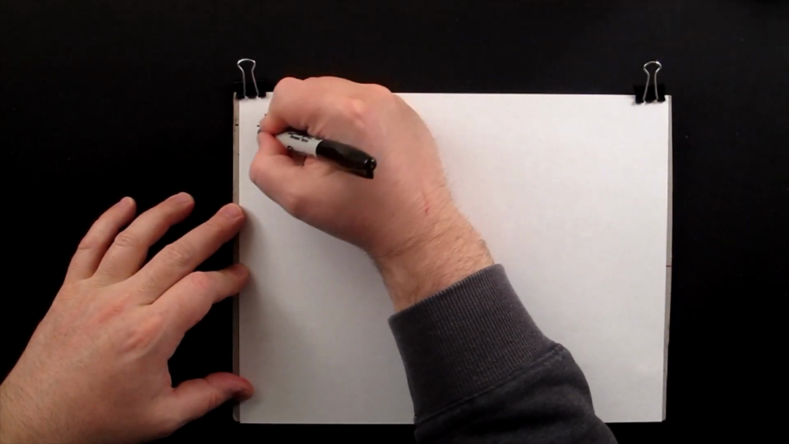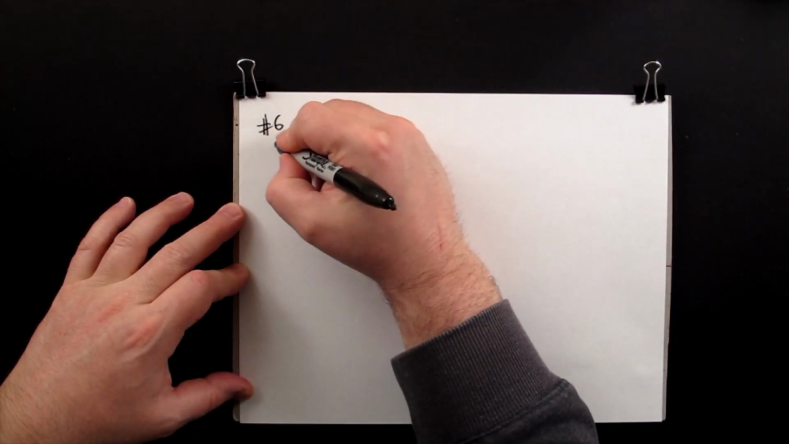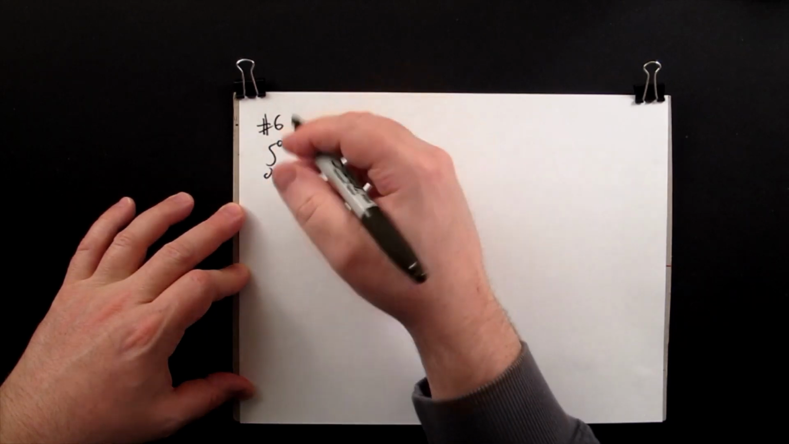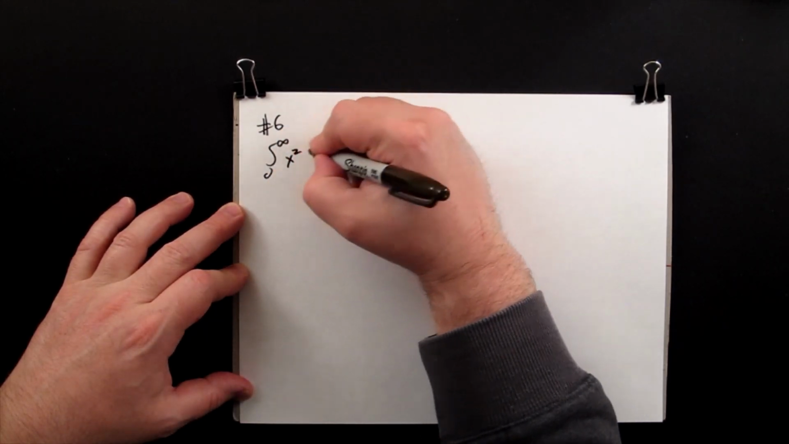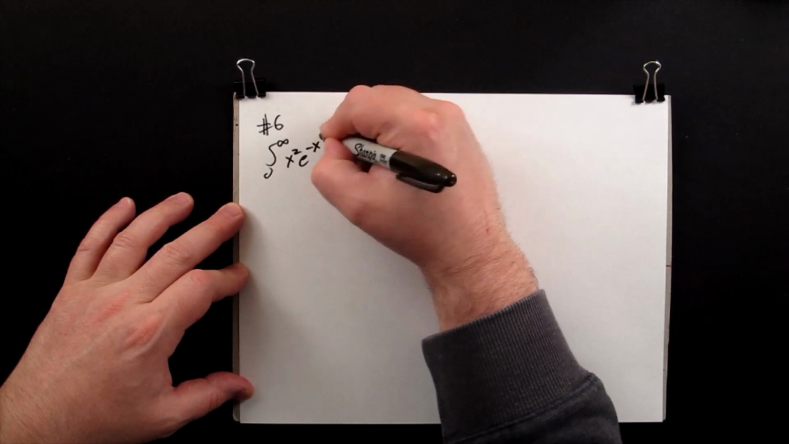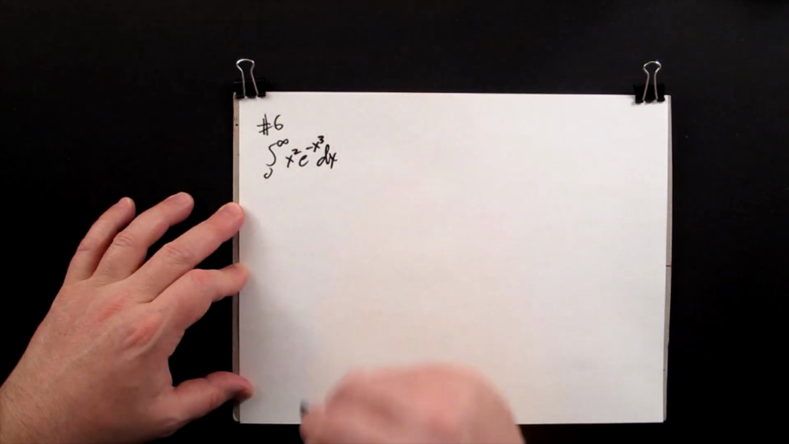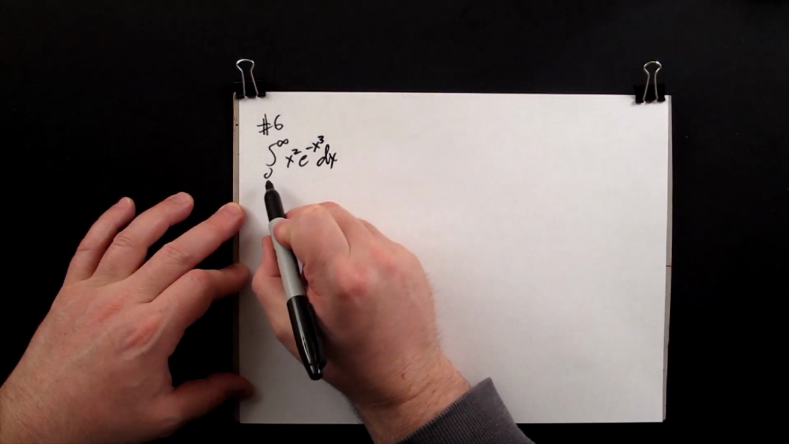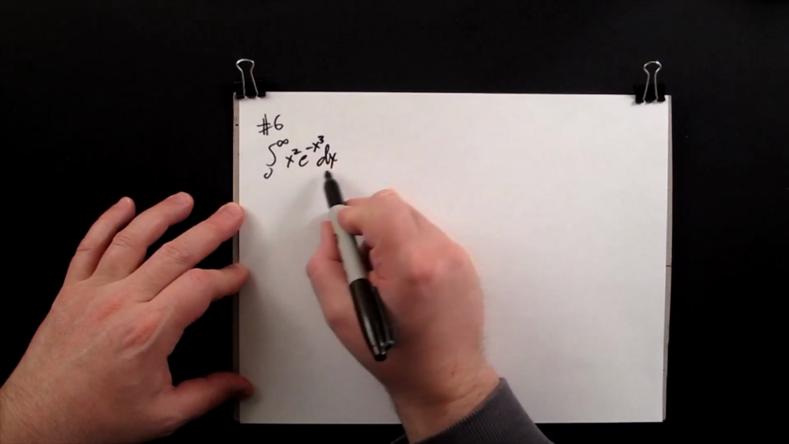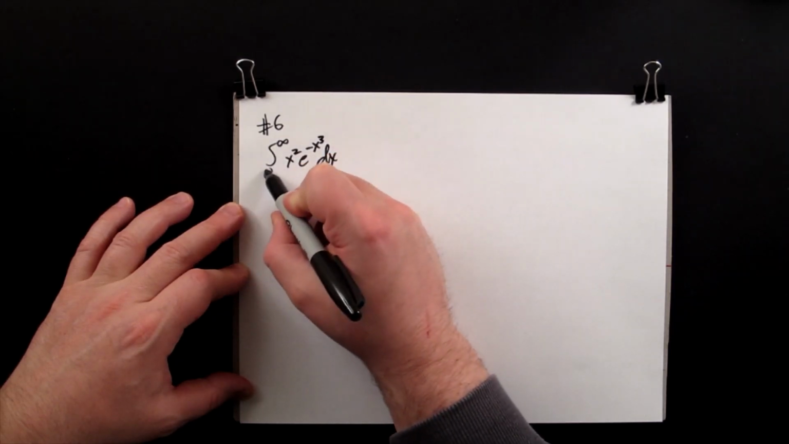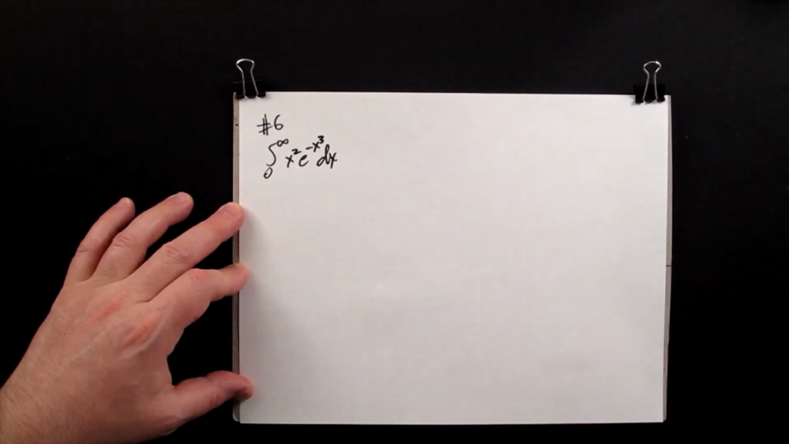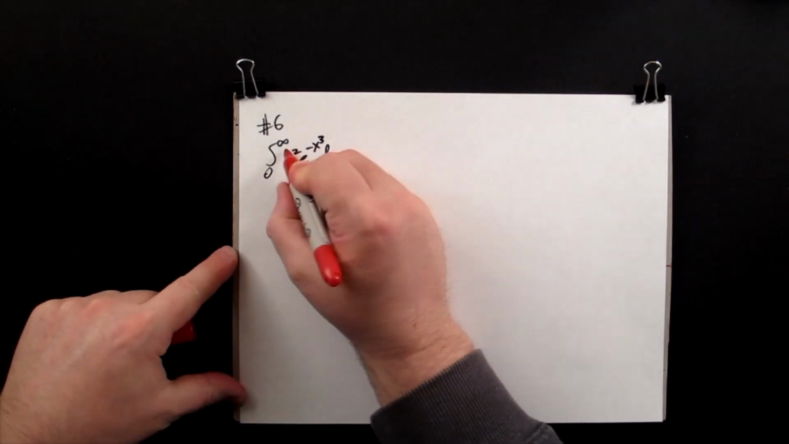Example number 6. So this is the integral from 0 to infinity of x squared e to the minus x cubed dx. Alright, so we're going to have to do a u-sub on this, but first let's deal with the limit part, because that's actually relatively quick.